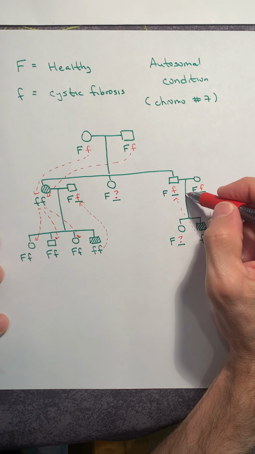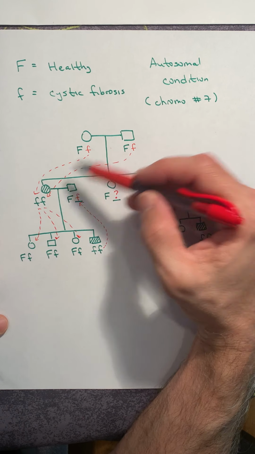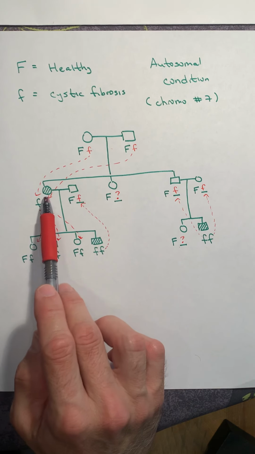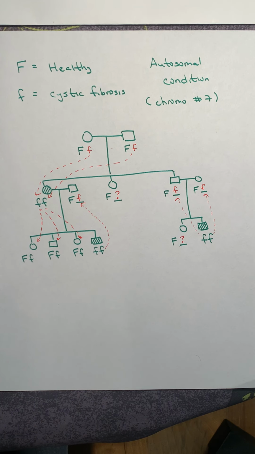So there's no difference between this cross here and the cross that we started with, excuse me, with the parents here, where you have two healthy parents and a sick child. Same example here, two healthy parents and a sick child.